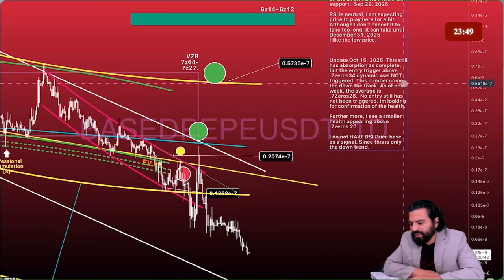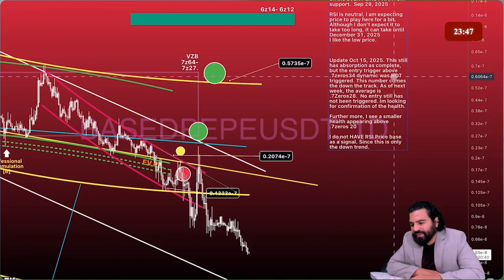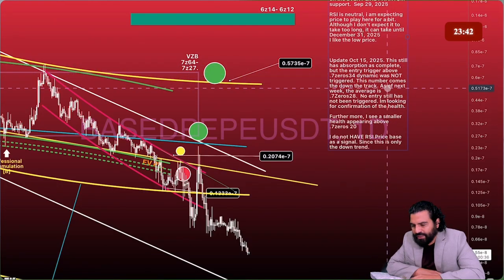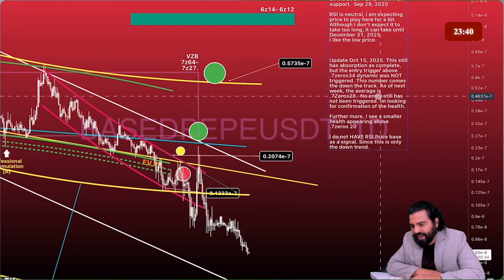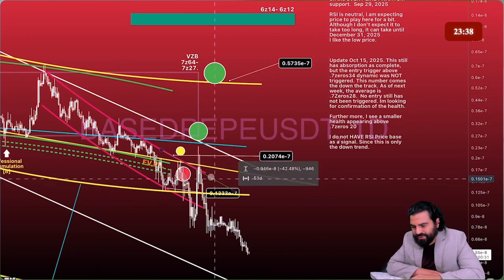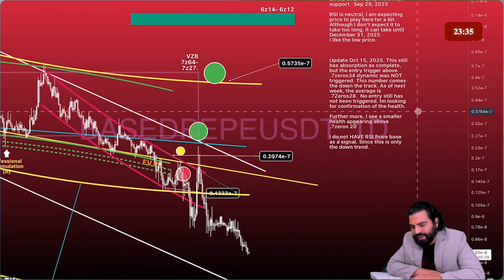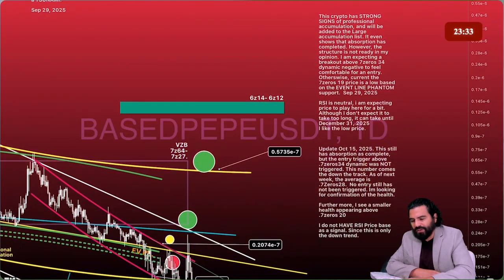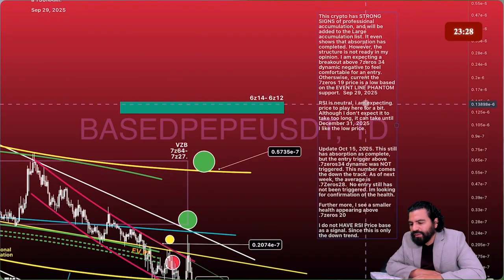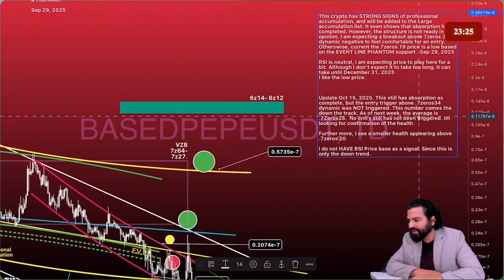This October, this has absorption complete, but the entry trigger dynamic was not triggered. This number comes down on the track. As of next week, the average is 7028. Well, all of those are already hit. I do not have an RSI price base as a signal. This is only in a downtrend. Okay, so these are all back from September.